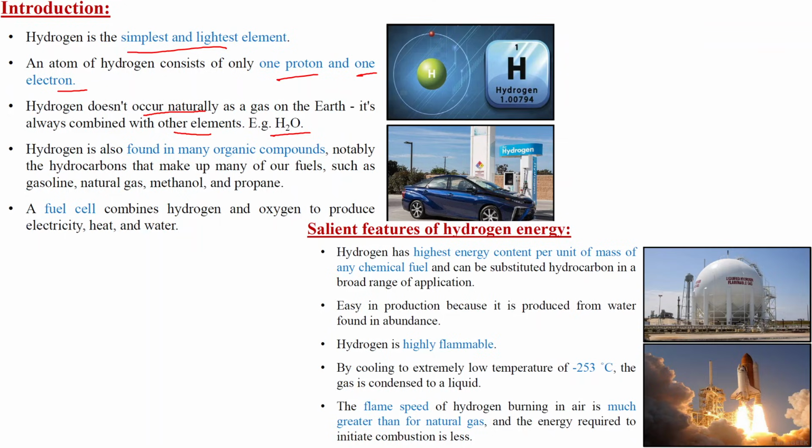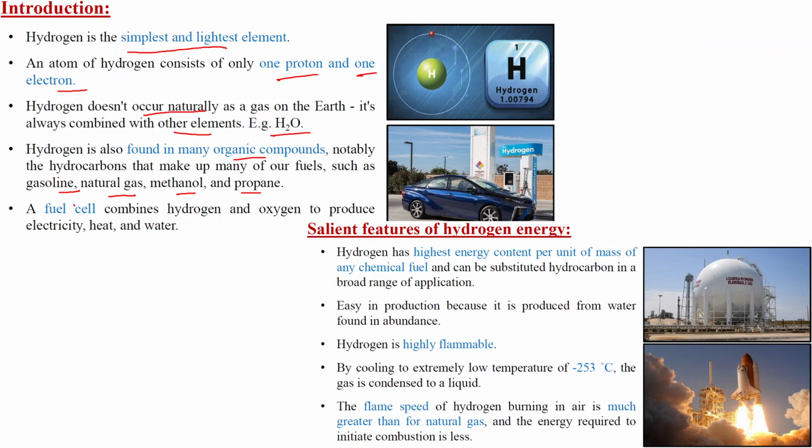Hydrogen is also found mainly in various organic compounds, such as fuels like gasoline, natural gas, methanol, and propane. All these hydrocarbons consist of hydrogen. So it gives us an opportunity: if we can somehow extract this hydrogen out of these hydrocarbons or water, then we can use that hydrogen as an energy source, as a fuel. Why so? That we will discuss in detail today, why hydrogen is a good fuel.